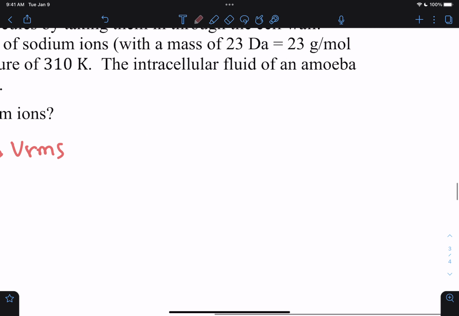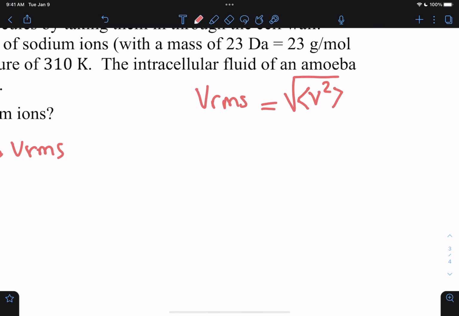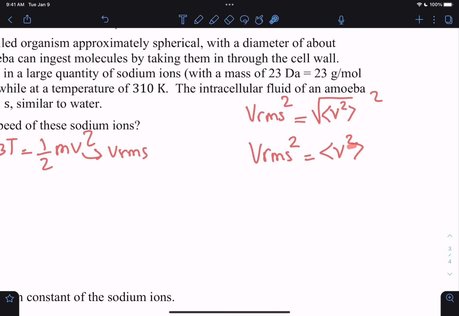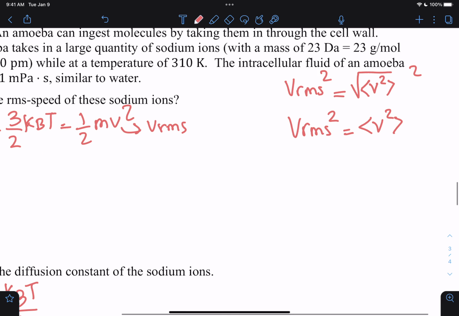And if you think about it, since I said earlier that the VRMS is equal to the square root of the mean squared speed, if we were to take the square of both sides, we can see that VRMS squared is equal to the mean squared speed there, with the exponent on the inside of the brackets. And so if you actually refer back to your equation sheet, you won't see this being labeled as VRMS.